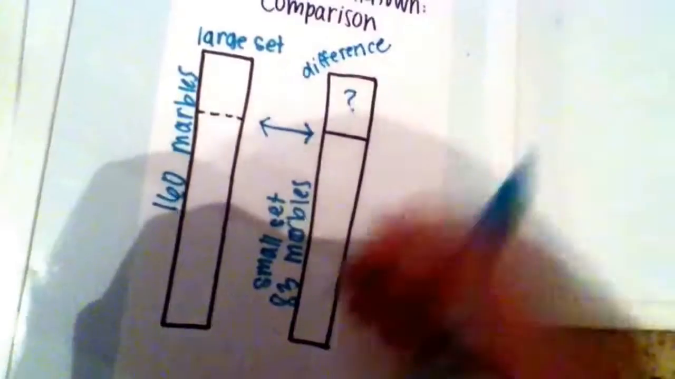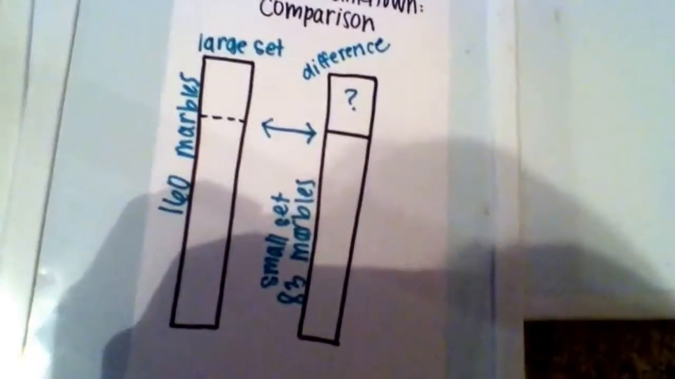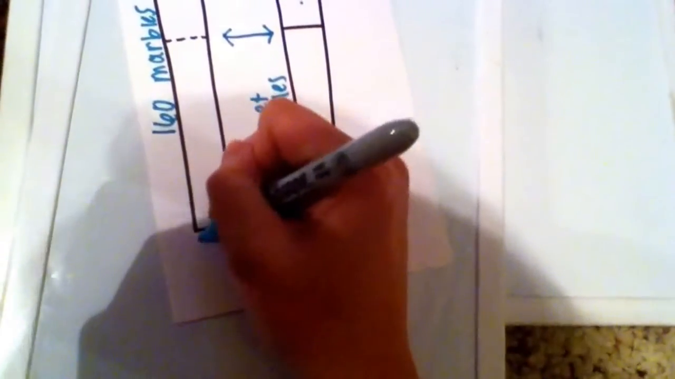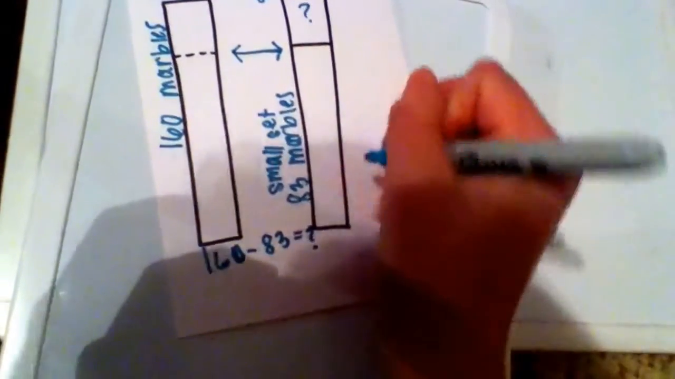So how we're going to find this out is by subtracting the small set from the large set to get the difference. So we know right here that the large set is what we're going to start with, the 160 marbles, and we're going to do subtracting the 83, and that is going to equal our difference. So how we're going to subtract this is just 160, an easy way to write it out, minus 83. And we know that this total will equal 77.